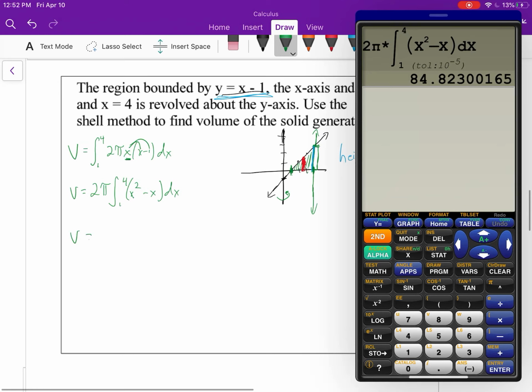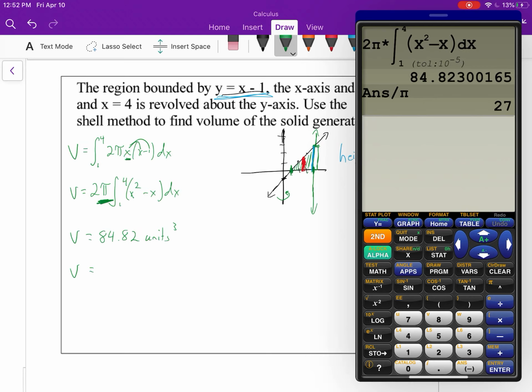And we can hit enter, and we see we get the volume is 84.82. Now this has a pi in there, so if you want it in terms of pi, I should put units cubed. If you want it in terms of pi, you could take this value on your calculator and divide it by pi to see what that is going to be. So we're going to take our answer divided by pi, and we see this 84.82 is 27 pi units cubed. So that's the exact answer, and then we have an approximate answer of 84.82.